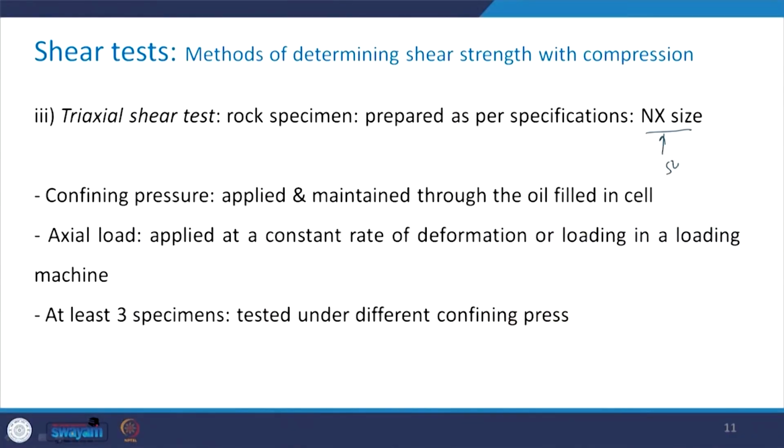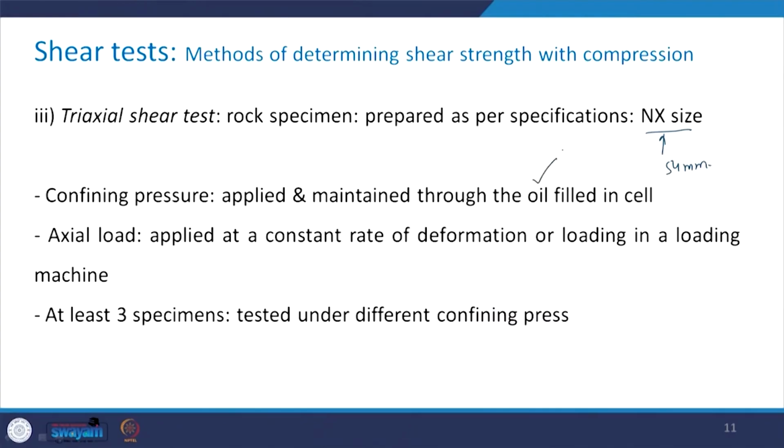Now, the rock specimen in this case is prepared as per the specification which I discussed with you in some of the previous classes. The diameter of the rock specimen should be of NX size, which is what, 54 mm as per ISRM. Then in the case of soils, we apply the confining pressure with the help of water. But here in case of the rock specimen, we will be mobilizing confining pressure through the oil which is filled in the cell.